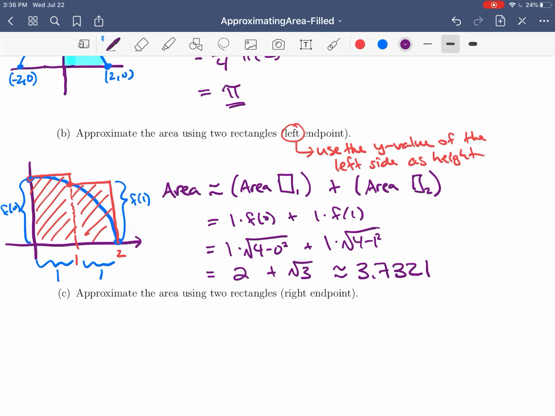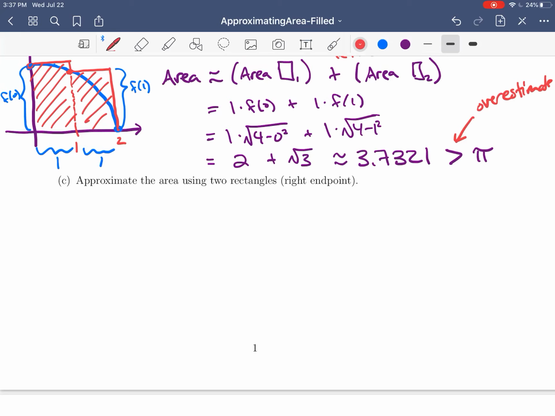3.7321. Now this number is bigger than pi. That means that we have an overestimate, which makes sense given our picture, because the rectangle heights are higher than the circle boundary. So we get some extra area. So it makes sense that we got an approximation that is bigger. Now we could use instead the right endpoints.